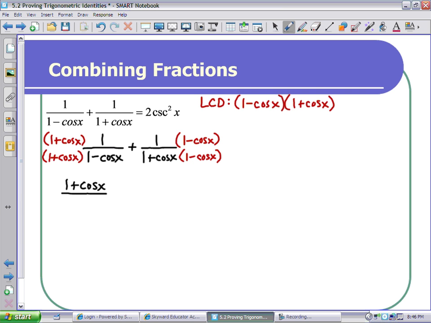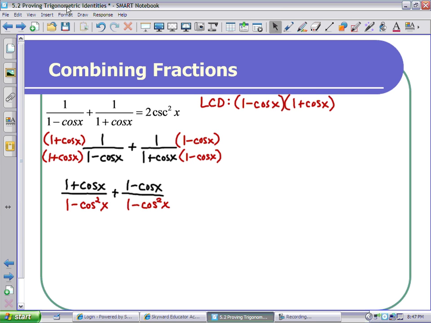The denominator is where you're multiplying two conjugates, and if you recall conjugates, when you multiply them together, the middle terms are going to cancel each other out. So we're going to get 1 minus cosine squared x. In the second fraction, I have 1 times 1 minus cosine x in the numerator, so we're going to get 1 minus cosine x. And in the denominator, it's going to be the same, which is 1 minus cosine squared x.